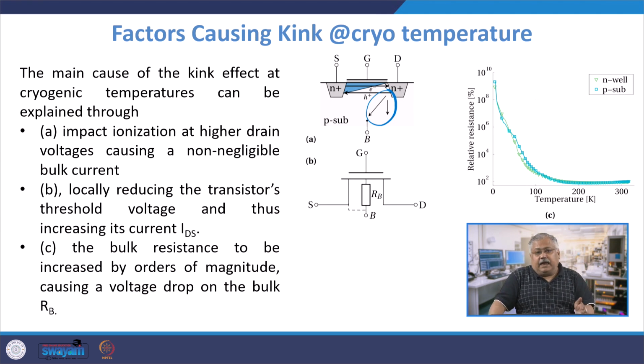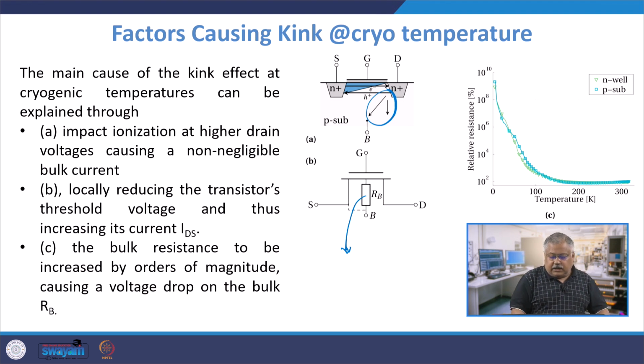Now the idea is that the bulk resistance actually increases by a few orders of magnitude, and therefore there is an RB term coming into the bulk region. Why? Because this is the RB, the bulk resistance, which falls down. As the temperature goes on increasing, the effective impact ionization goes down, and therefore the bulk resistance goes down. That is shown on the right hand side.